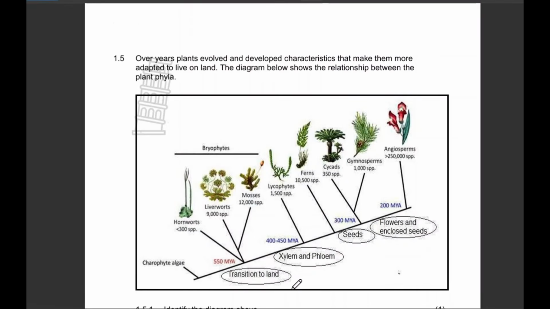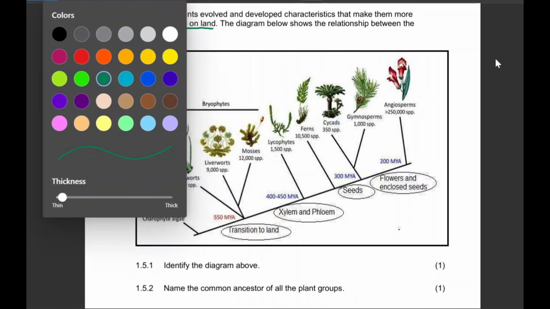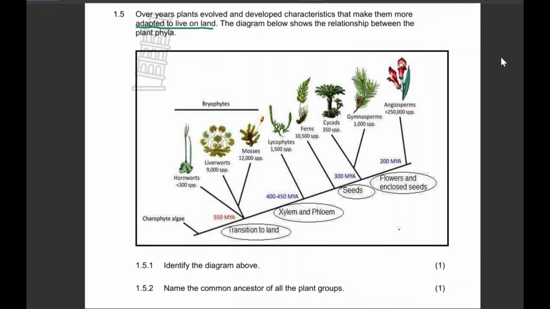In today's video guys, we'll be answering this plant diversity question, specifically a phylogenetic tree question from a grade 11 previous question paper. So let's not waste time guys, let's go through this question. Over the years, plants evolved and developed characteristics that make them more adapted to live on land. The diagram below shows the relationship between the plant phyla.